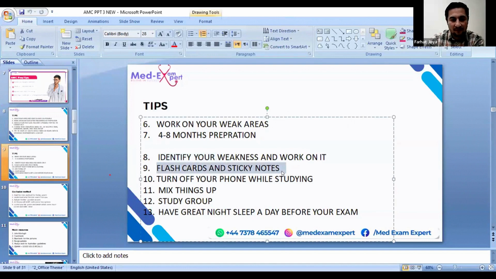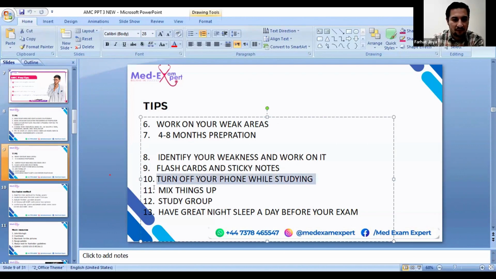Flashcards are very important. Using sticky notes is very, very important. For example, there are some questions that you don't know the answer to. Either you share it in the group, or you can write it down on sticky notes and hang it on the wall, the important topics, so that you can see them and have a quick daily review of that. And an important thing, turn off your phone while you are studying.